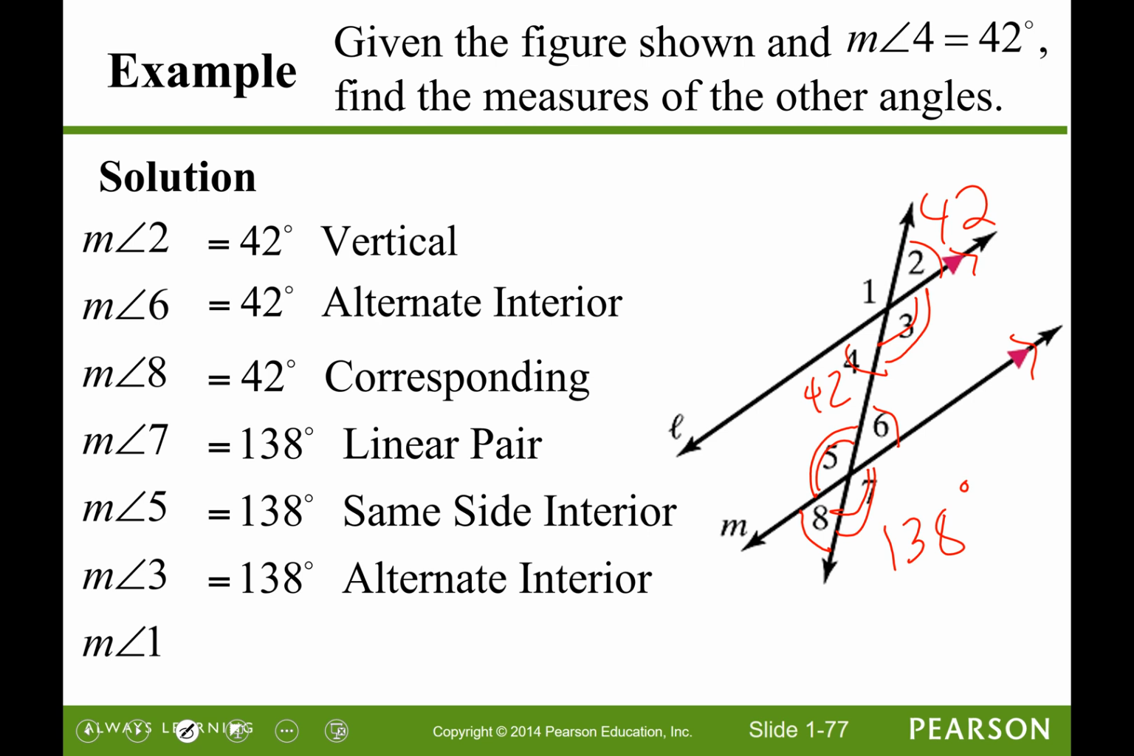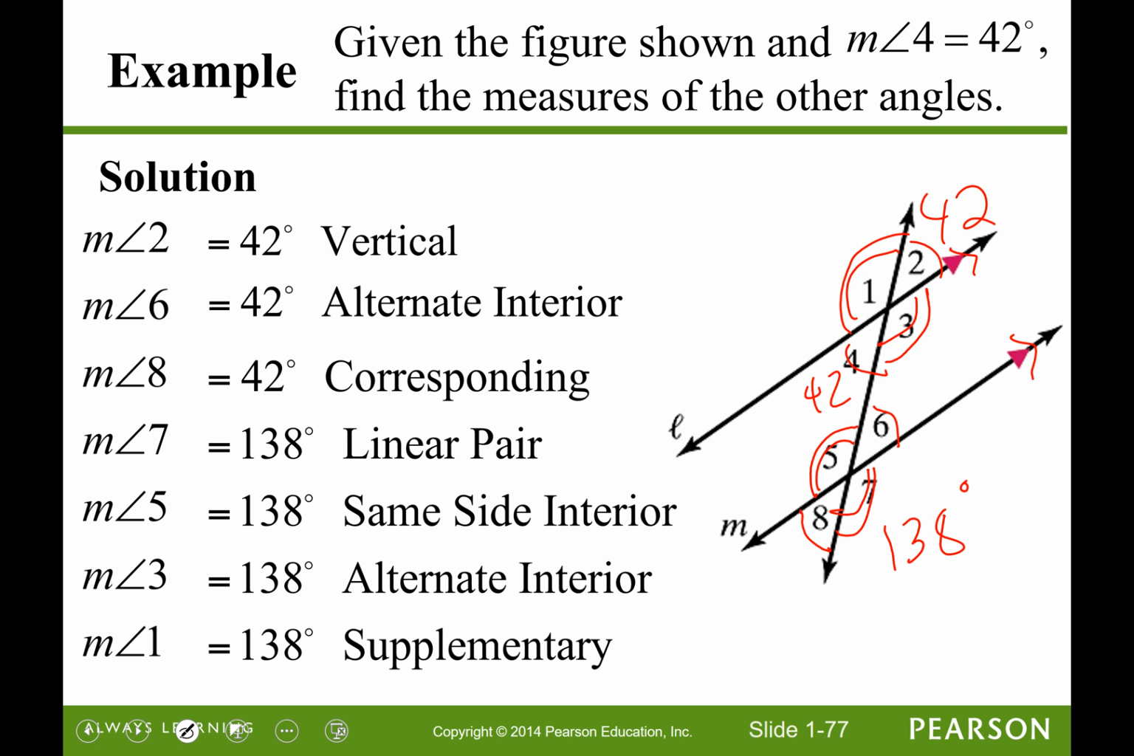And the last one, 138 degrees. You could go with vertical angles. You could go with supplementary to 2 and or 4. It's corresponding with 5. It's alternate exterior with 7. So lots of justifications when you get down to that last one.